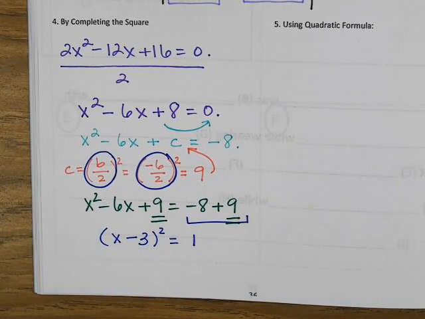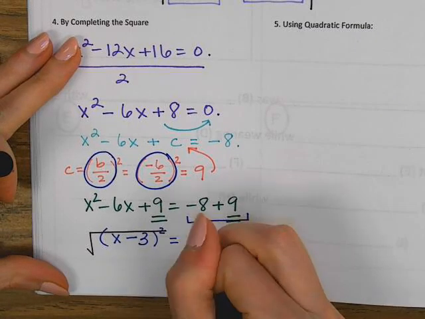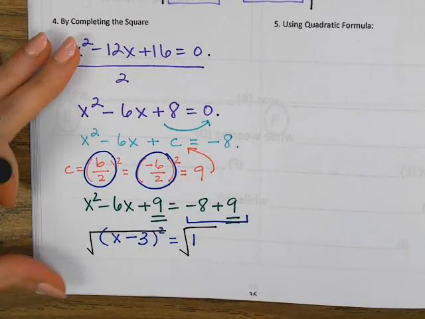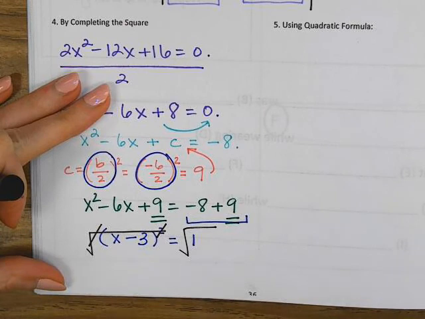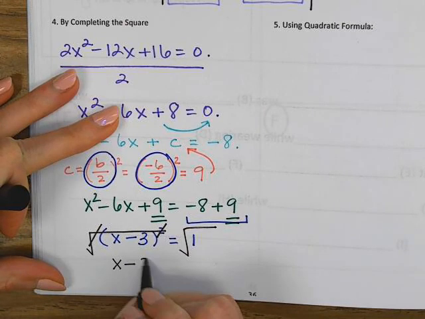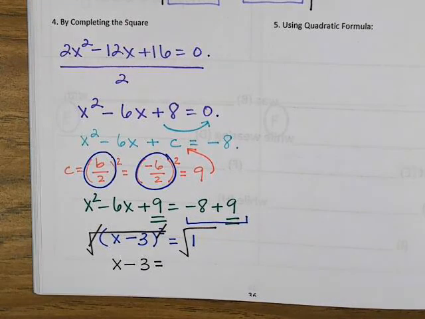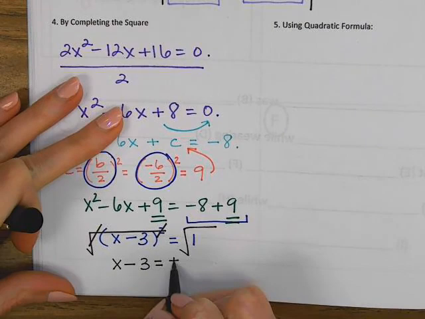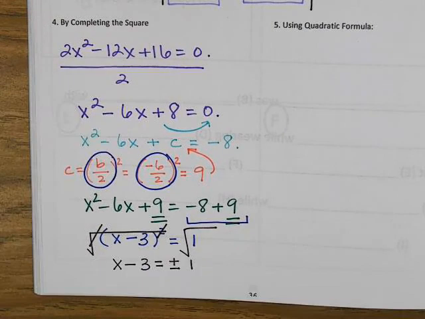And to finish it off, we square root both sides. The squaring and the root cancel, so we bring down the x minus 3. And then whenever you square root, it's plus or minus. And the square root of 1 is 1.